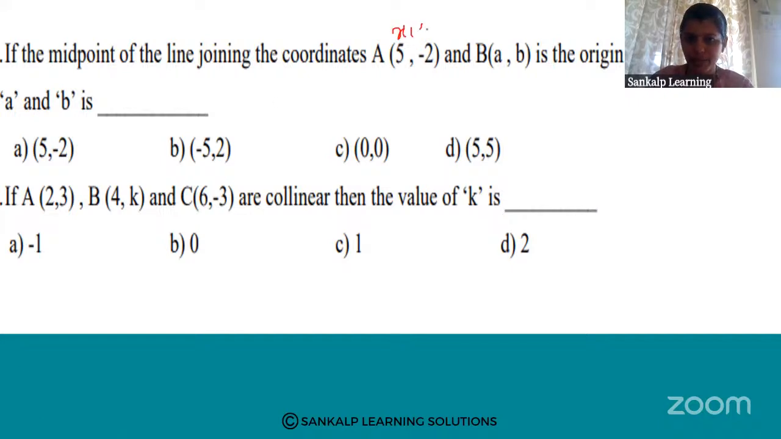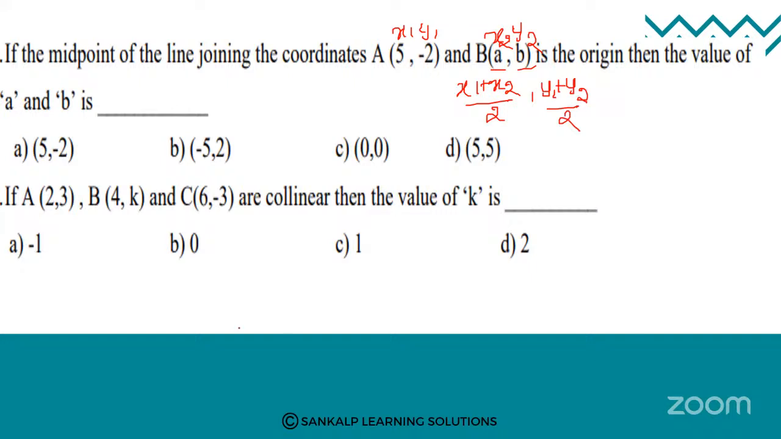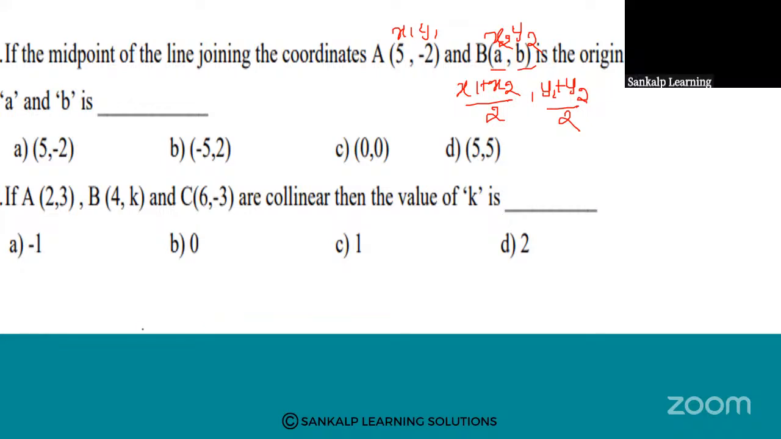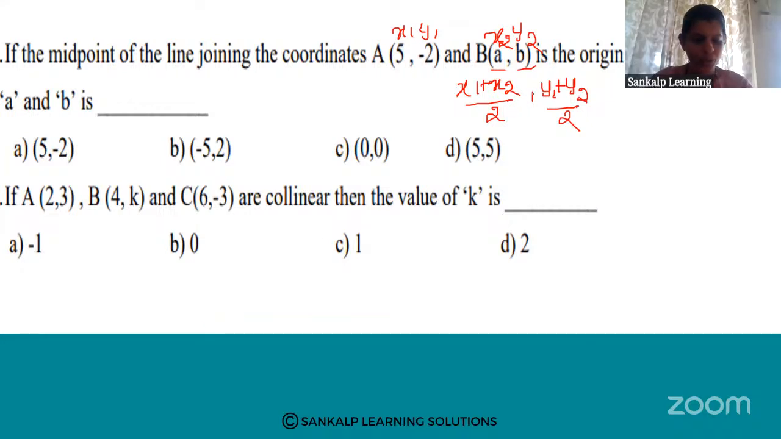So this is x1, y1 and this is x2, y2. So we need to find out the value of A and B. Okay, so the formula is the midpoint formula. So midpoint means what? x1 plus x2 divided by 2 and y1 plus y2 divided by 2. So this is the formula.